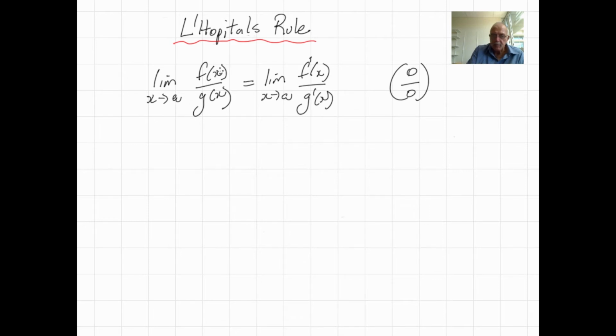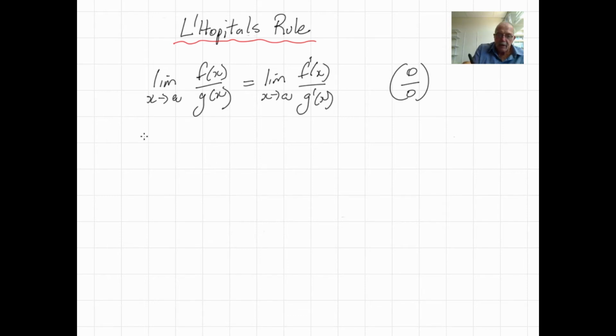So put a in for x there, evaluate that function, get 0. So you've got to do that first and make sure you've got a 0 over 0 going on. And if you do get that, if you just differentiate each of these and then put x equals a into these two, that will give you the limit. So let's have a look at an example.